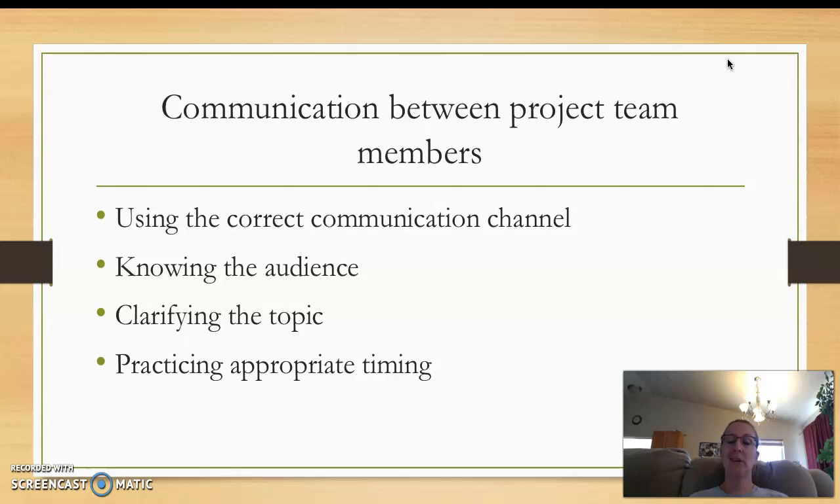Then it's important to clarify the topic. So what level of expertise do the other faculty member and myself each hold? What do we each bring to the table? And it's important to just utilize those resources. Realize that us together is more powerful than each of us on our own.